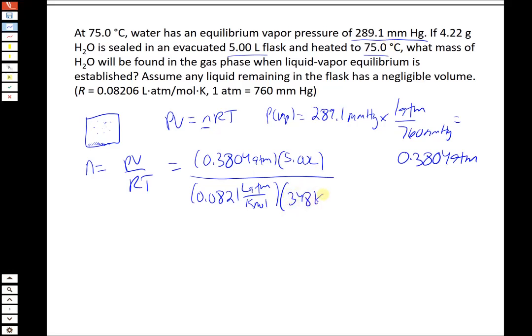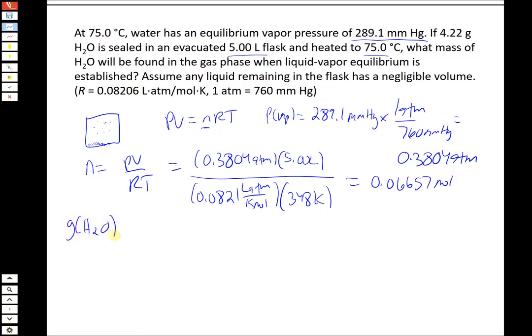Alright, so this is going to allow us to calculate how much water, in terms of moles, is in the gas phase when you get to that equilibrium vapor pressure. So give me 1 second to get that number. Alright, so I got 0.6657.